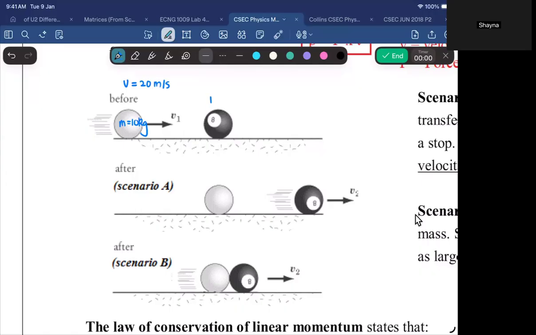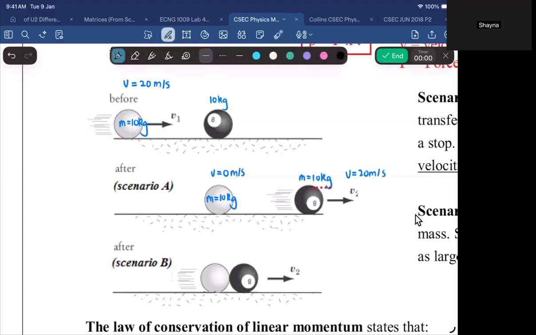In the first one, we are saying that the black ball has the same mass, right? And after the collision, the mass is the same here, but the velocity is 0. Since that's the case, it would have transferred the velocity to the black ball. So the black ball would now be moving at 20 meters per second, and the mass is still 10. So let's see what's going on.